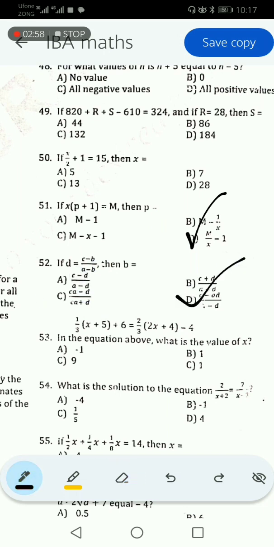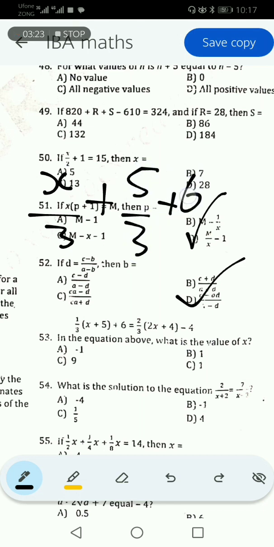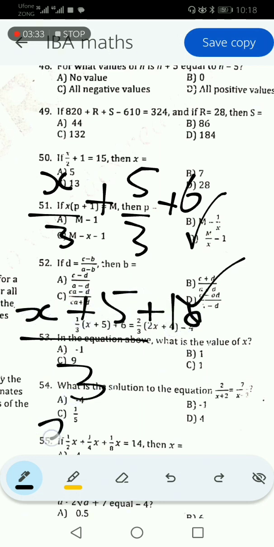So here they have asked the value of x. Now you have to solve both of the sides. Sorry, not one of the sides. Now here, if you solve the left hand side, it will be not 1 upon 3, it will be x upon 3 plus 5 upon 3 plus 6. After we take the LCM of all the values, it will be x plus 5 plus 18. So our final answer will be x plus 5 plus 18 is x plus 23. And our first equation is this.